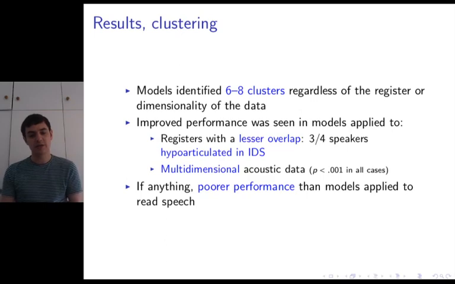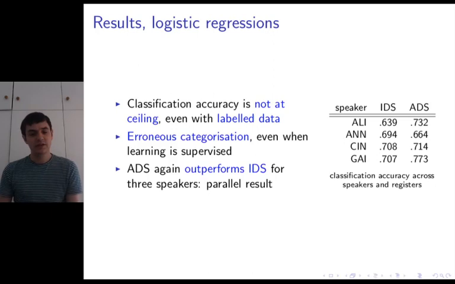And also, multi-dimensional acoustic data did help the accuracy of these models, but if anything, these models actually exhibited poorer performance than those models that I talked through before, the Feldman paper, that were applied to just samples of read speech. With the logistic regressions, even though these were a supervised technique where they received labeled data, classification accuracy is not at ceiling. There were errors in categorization here, indicating that there was poor learning from ambiguous data.